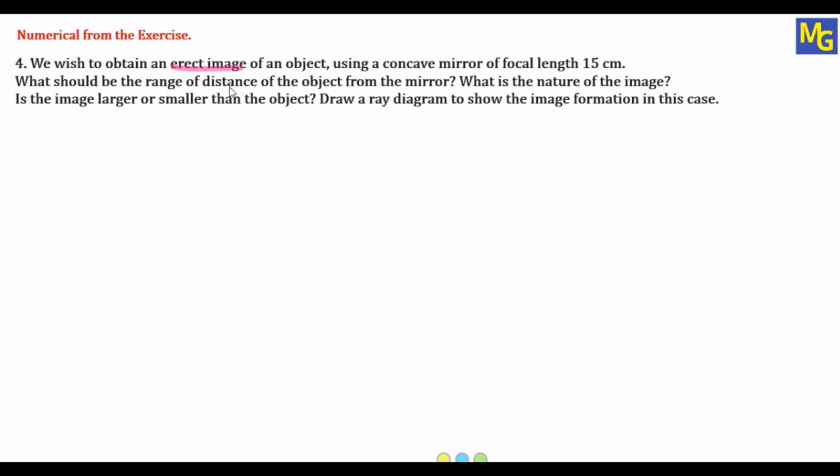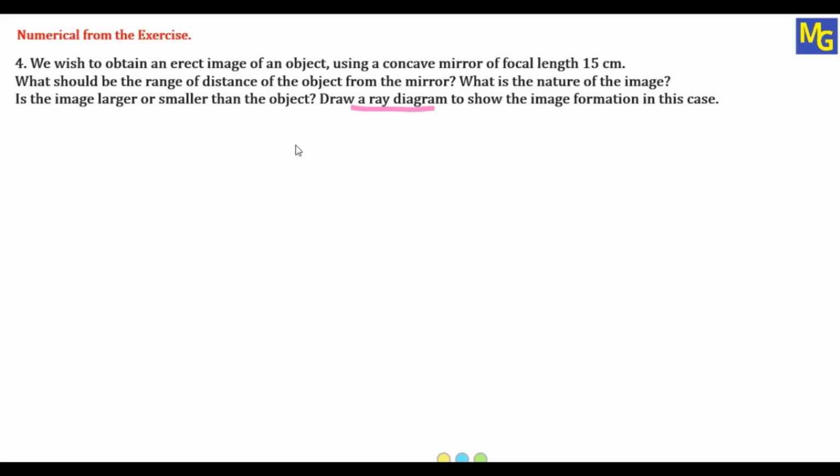This is the question. So here range of distance of object means object distance we have to tell. What is the nature of the image? Means it will be diminished or it will be enlarged, that we have to tell. Is the image larger or smaller than the object? Means whatever image we are going to get, it will be larger or smaller than our object. And then we have to draw a ray diagram to show the image formation in this case. We have to draw even the ray diagram for this question.